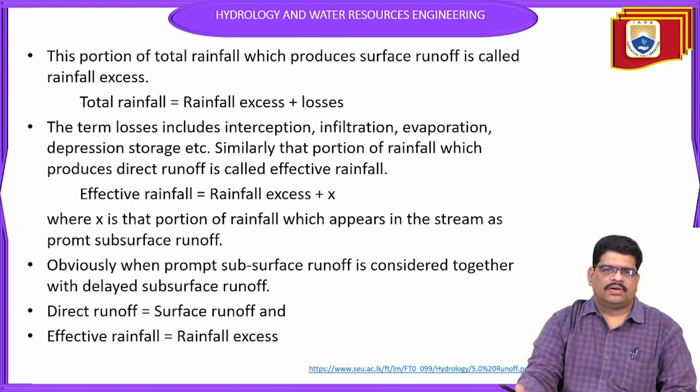Next, total runoff can be divided: total runoff is equal to total rainfall excess plus the losses.